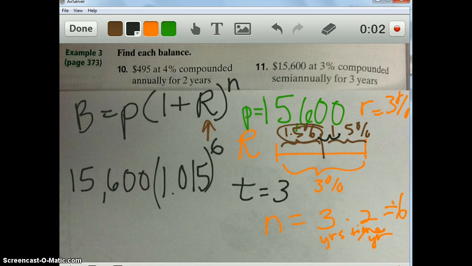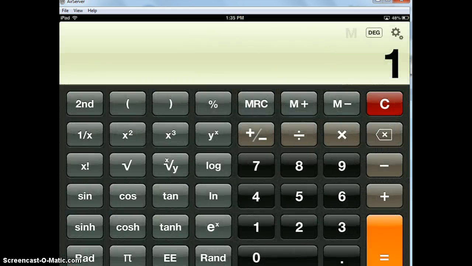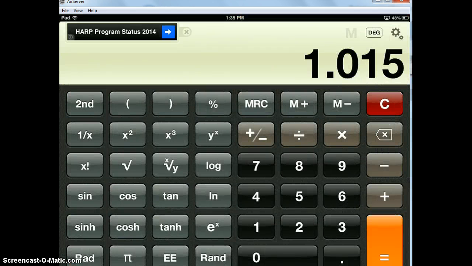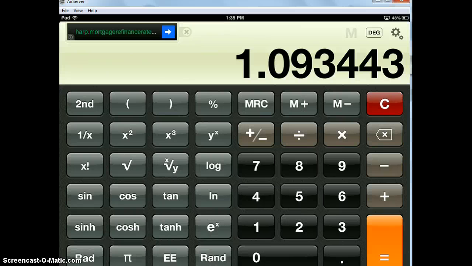So what we're going to do in our calculator is put in the 1.015 to the 6th power. So here's what that looks like. 1.015 to the, we decided, 6th power. You can hit equals, and it gives me 1.093443. Your calculator might give you a little longer number, a little less. It's really okay because we're estimating. So if it goes any further than that, it's not really helpful.